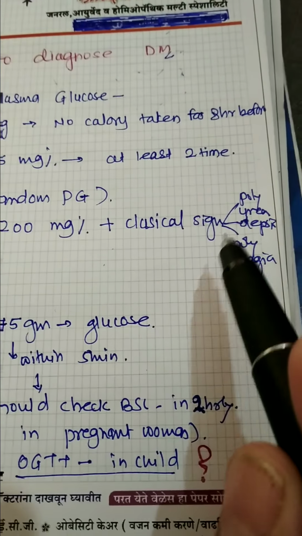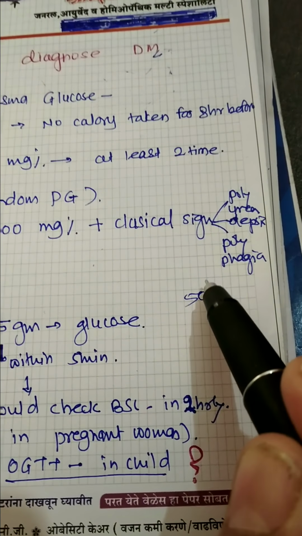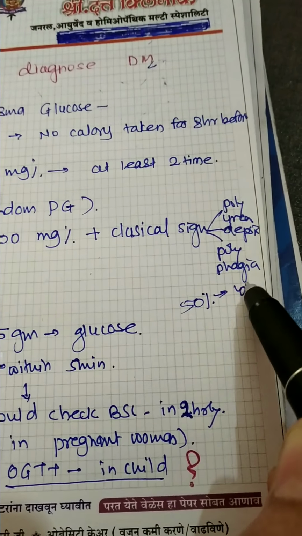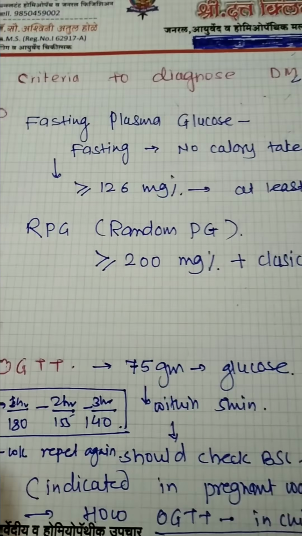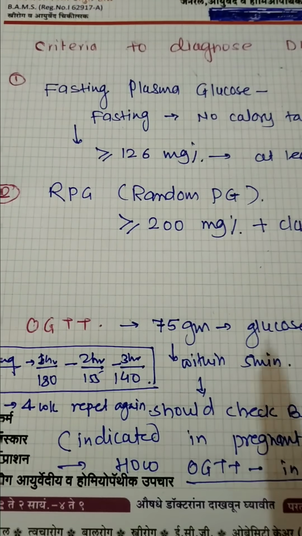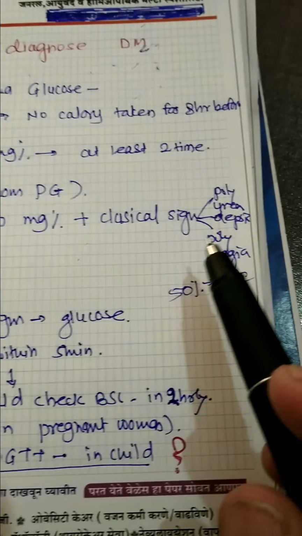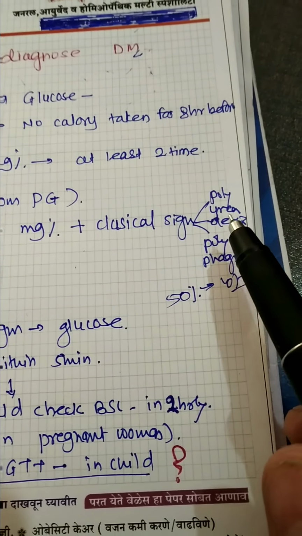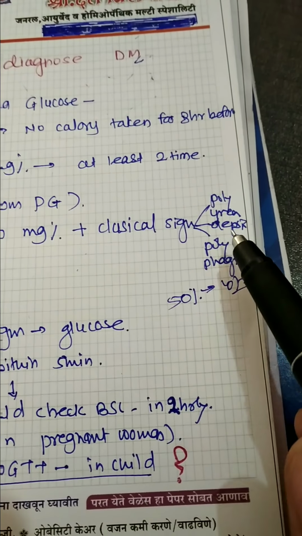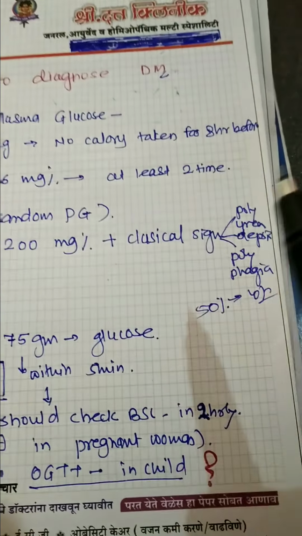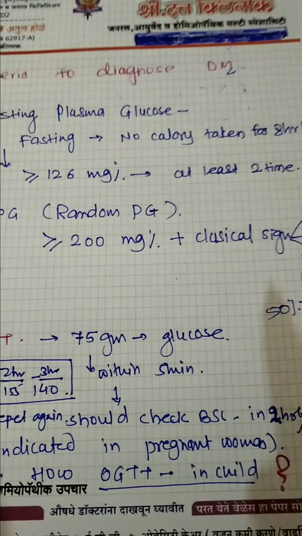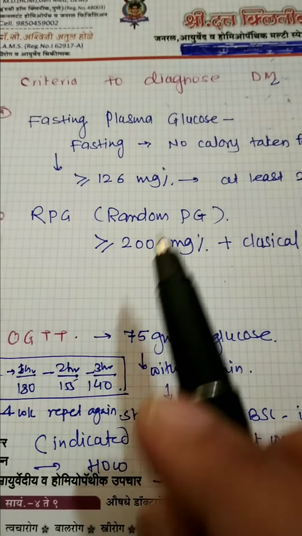In about 50% of patients, weight loss is a major symptom in the diabetic patient. It means that if your patient has a random BSL of 200 with any one or two classically present symptoms, then you diagnose or label this patient as a diabetic patient.